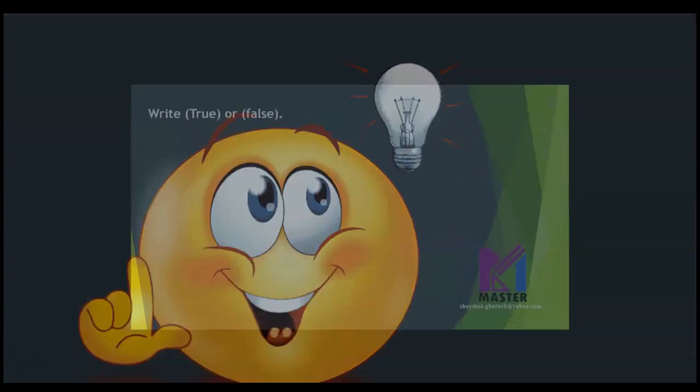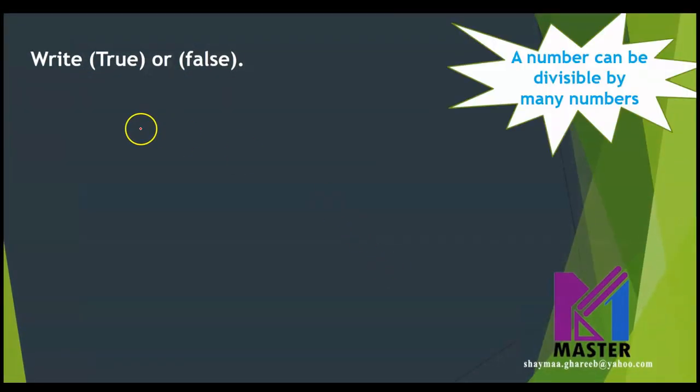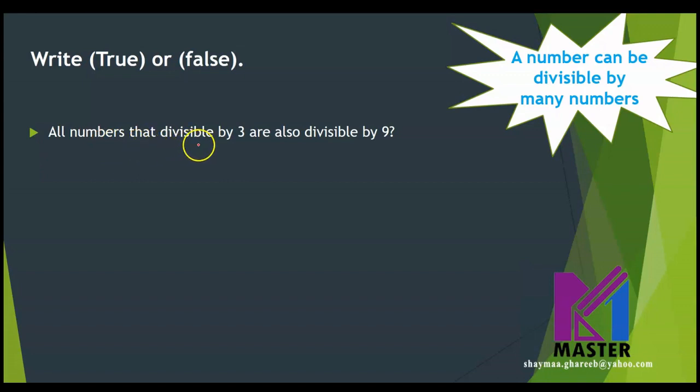So now let's see some questions. Write true or false. And as we said before, a number can be divisible by many numbers. Look at this sentence here. All numbers that are divisible by 3 are also divisible by 9. First of all, let's give an example. What about number 6? Number 6 is divisible by 3. Is it divisible by 9? Of course not. So this statement is false.